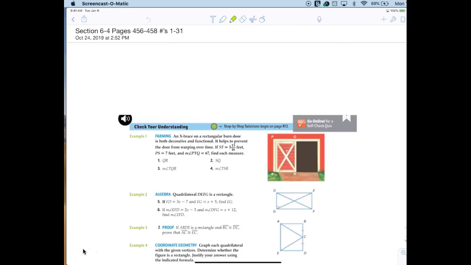So what can you tell me about the diagonals of a rectangle? They bisect each other. That's right. The opposite sides are what? Equal. They're congruent.